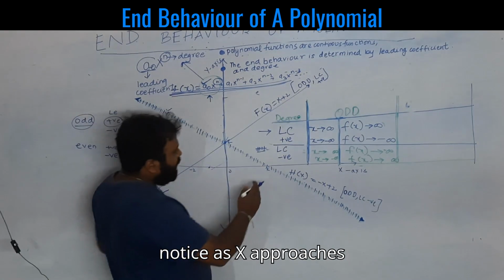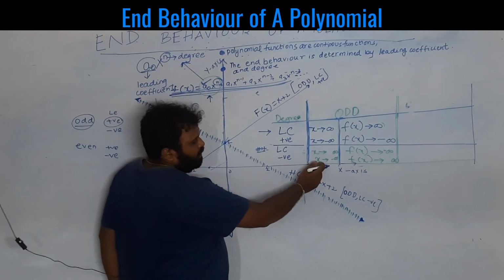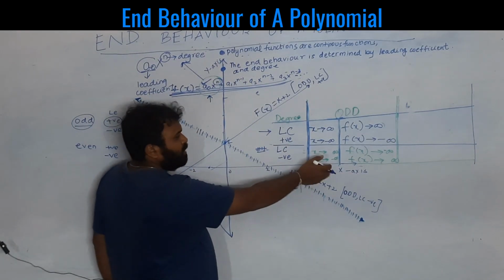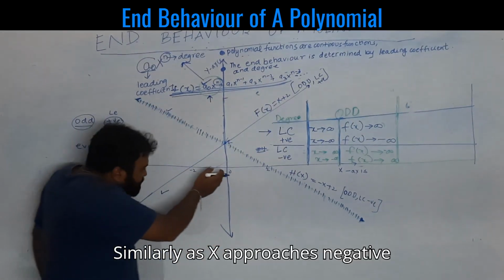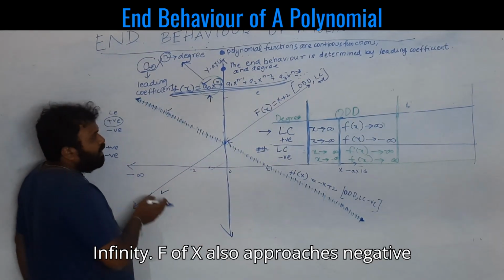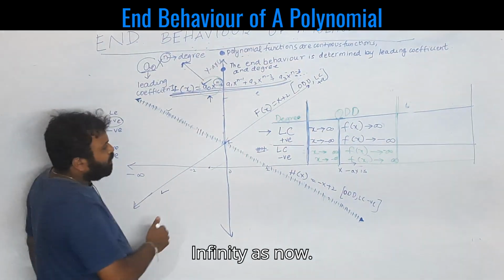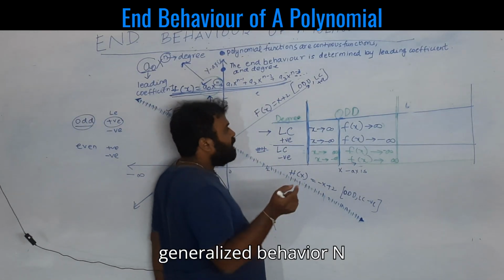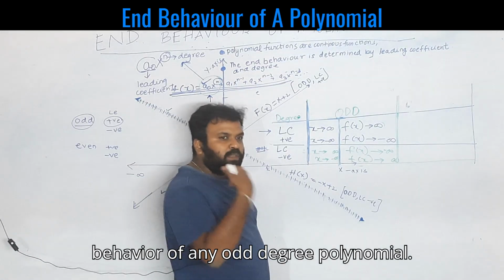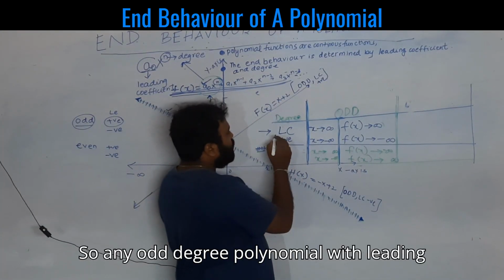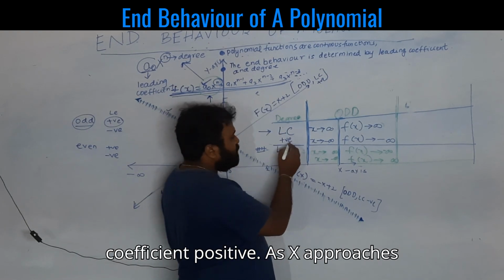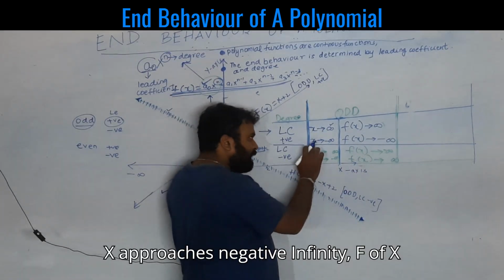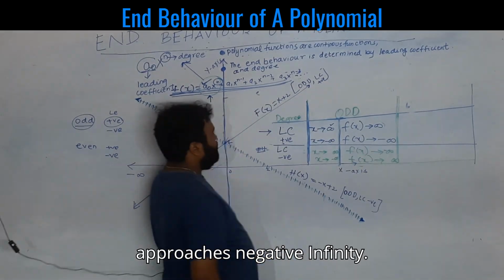As you can notice, as x approaches infinity, f of x also approaches infinity. Consider this as a very large value. Similarly, as x approaches negative infinity, f of x also approaches negative infinity. That is the generalized end behavior of any odd degree polynomial with positive leading coefficient: as x approaches infinity, f of x approaches infinity, and as x approaches negative infinity, f of x approaches negative infinity.